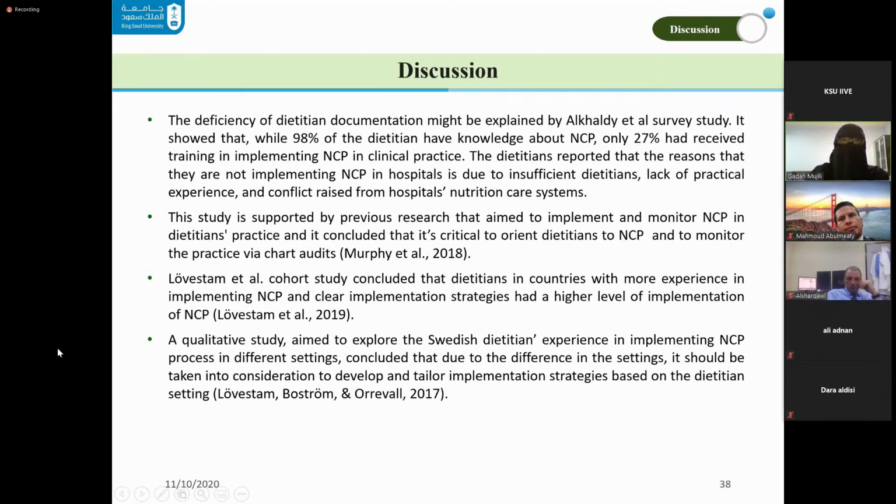The deficiency of documentation might be explained by Al-Khalidi et al.'s survey study, where they included dietitians and assessed their opinions. They found that more than 98% of the dietitians have knowledge of NCP. However, only 27% of those dietitians received training in implementing NCP.